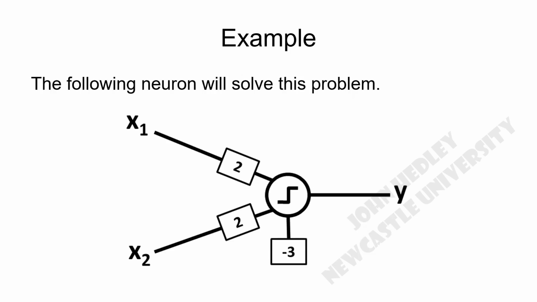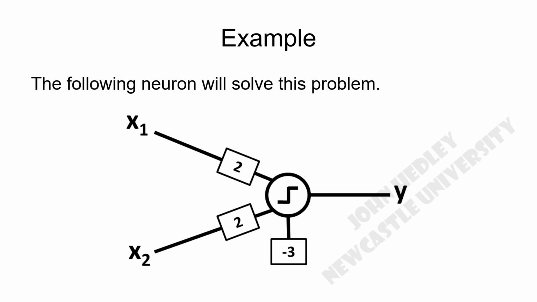If we use this neural network configuration with these weights and bias values, we will get the desired result. So let us test this. If we have x1 equal to 0 and x2 equal to 0, we get 2 times 0 plus 2 times 0 minus 3, which is minus 3, so our hard limiter outputs 0, and so our neuron output is 0.